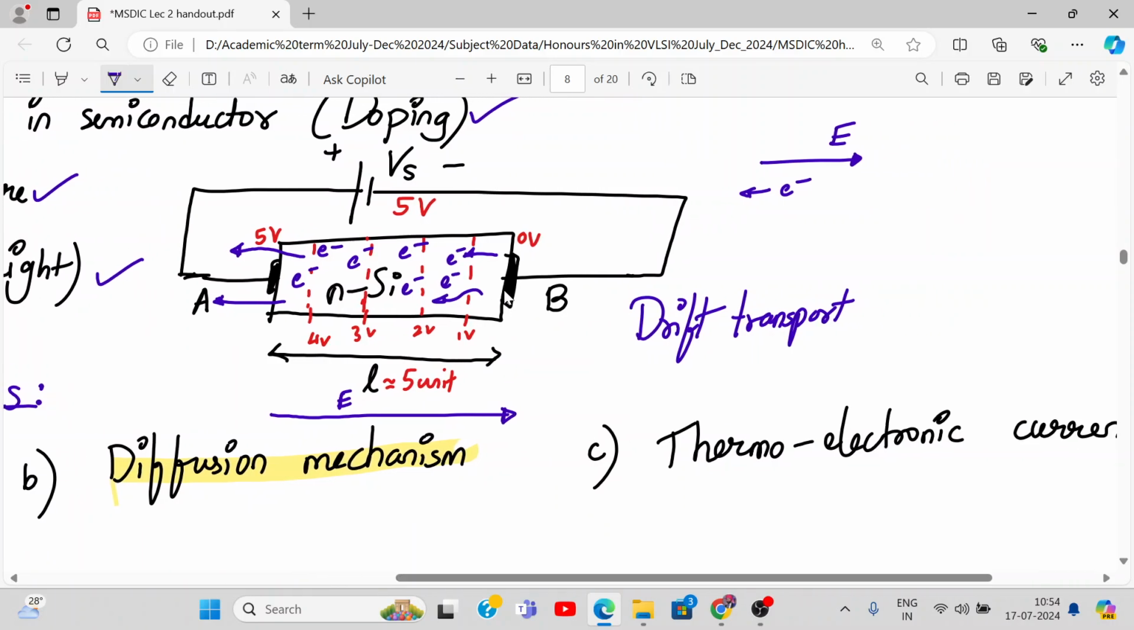So electrons travel from a lower potential to a higher potential under drift phenomena. This is due to the potential gradient, because there is a difference in the potential at different points of the semiconductor. And electrons traveling under the influence of an electric field come under the category of drift transport. Have you understood this?